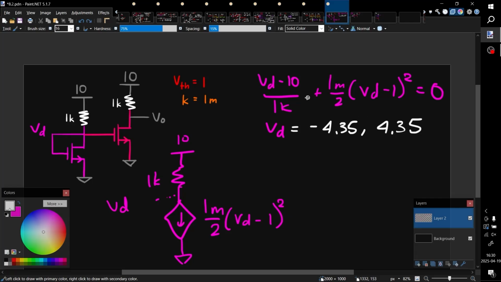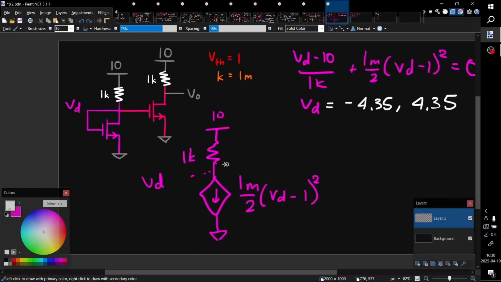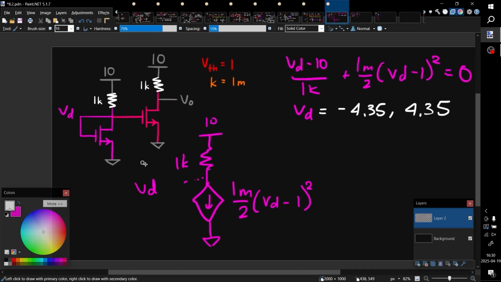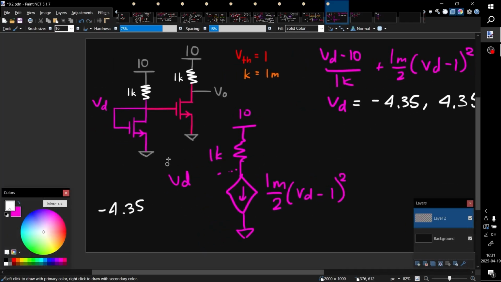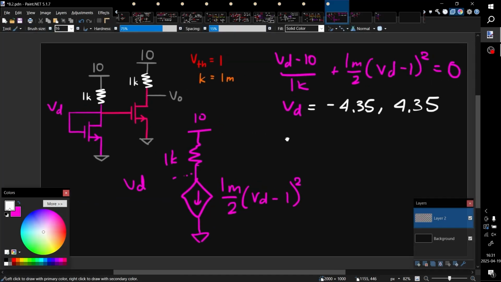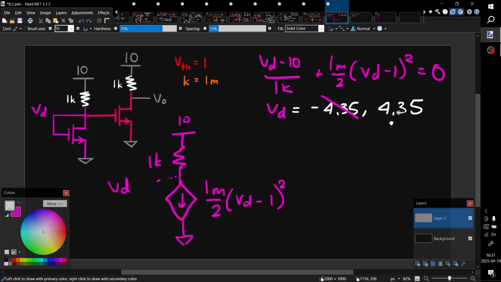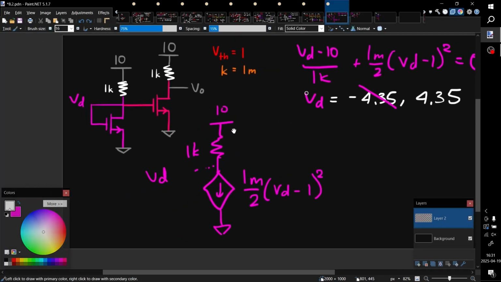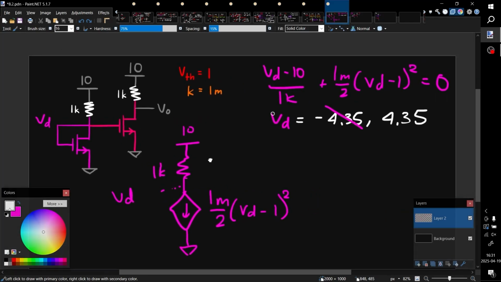Ano dito yung gagamitin natin? In-assume natin saturation model natin, di ba? Sige, try natin itong negative 4.35. That means, babagsak siya dito sa gate. At ang VGS natin is ito. Compare natin siya dito sa VTH. It is less than 1. Eh, sinabi natin saturation. So, ibig sabihin nun, bawal to. Ito lang yung pwede natin gamitin na VD. So, our VD value here is going to be equal to 4.35.